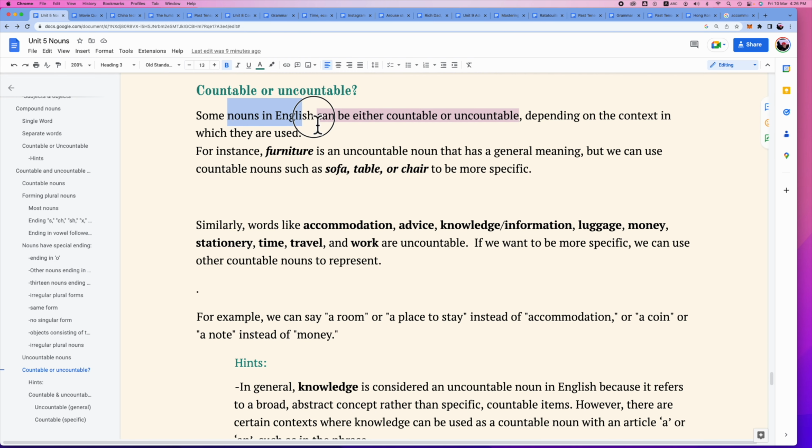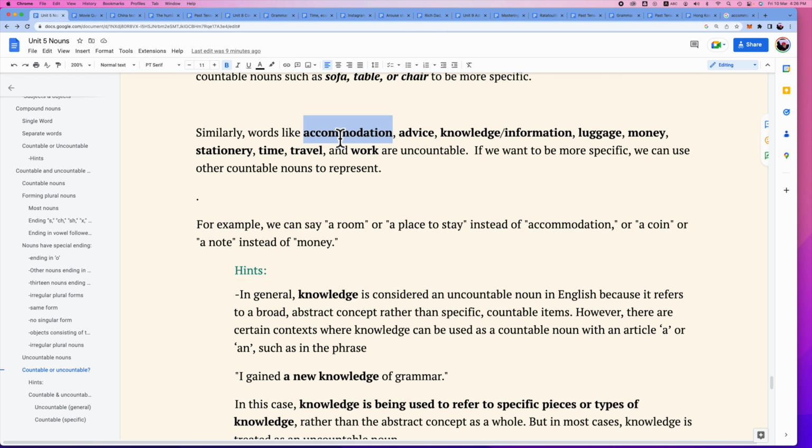Some nouns in English could be either countable or uncountable, depending on the situation we are using them in. For example, furniture is an uncountable noun, and it has a general meaning. But if we want to be more specific, we could use other countable nouns such as sofa, table, chair. Others like accommodation, advice, knowledge, information, luggage, money, stationery, travel, work are all uncountable, but in some situations, they could be countable nouns.